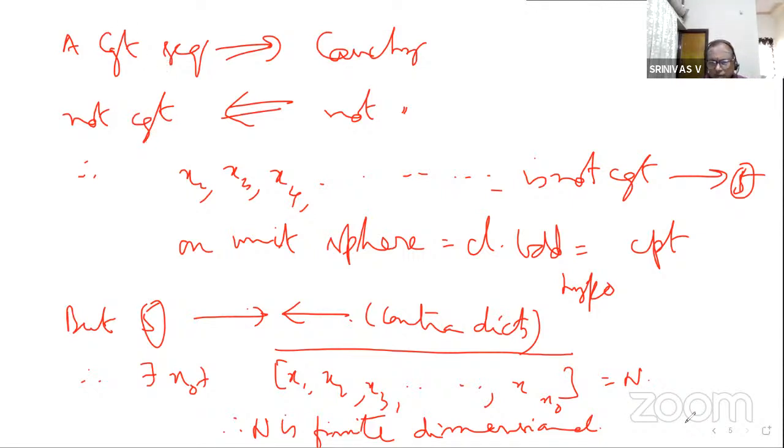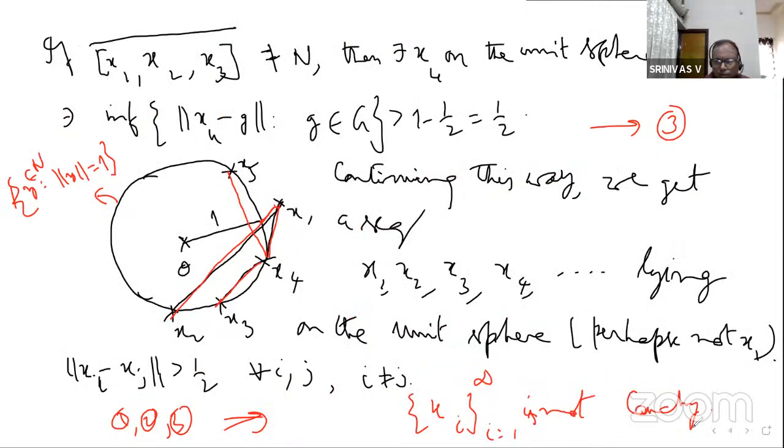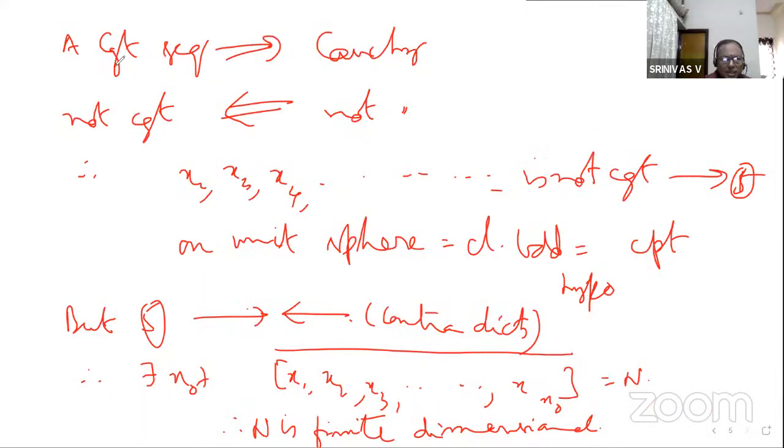I should not say not convergent. Okay, this is not Cauchy. Not Cauchy implies this is okay. Here I should change a little. I will change the argument like this. This sequence, therefore, is not convergent.